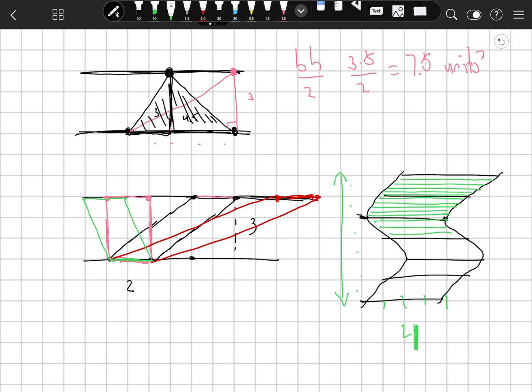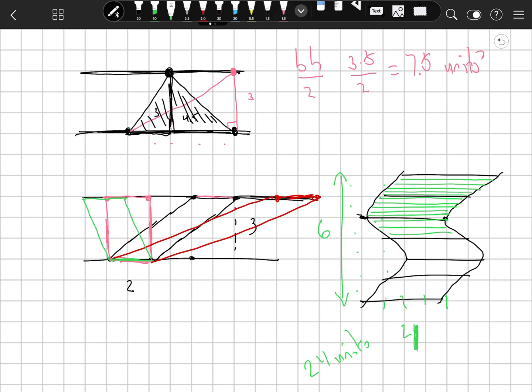And if we were to add all those pieces together, we'd have a certain height. So I broke it down into 1, 2, 3, 4, 5, 6 pieces. So 6 units high, 4 units long. And we end up at 24 units squared.